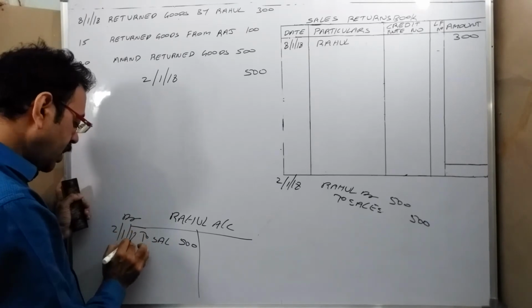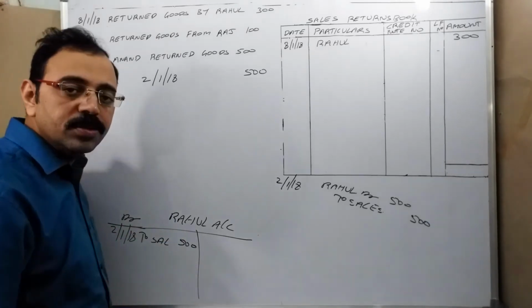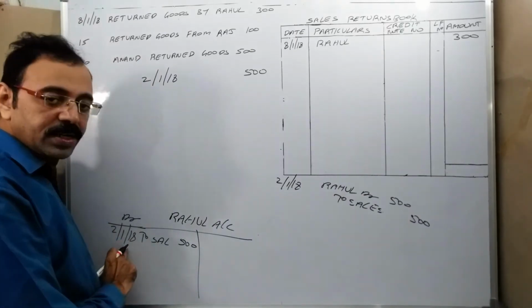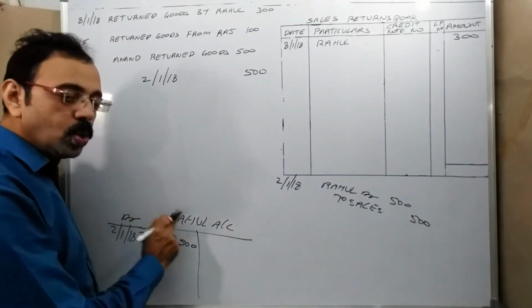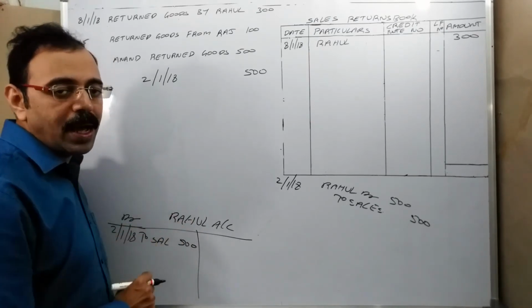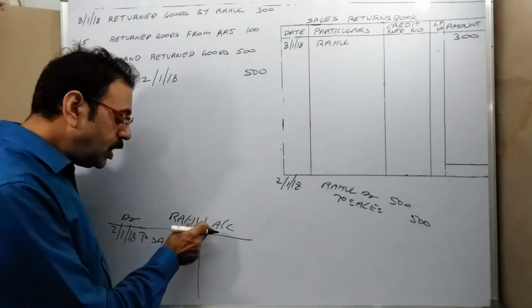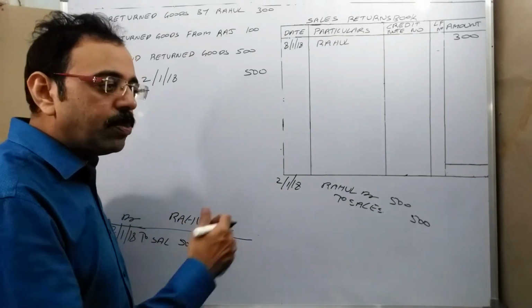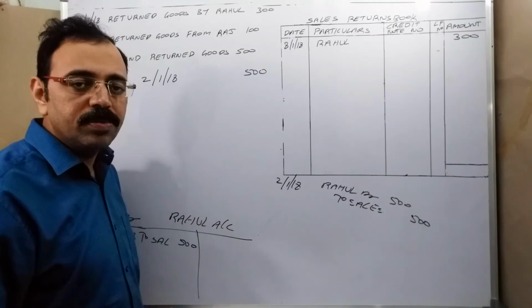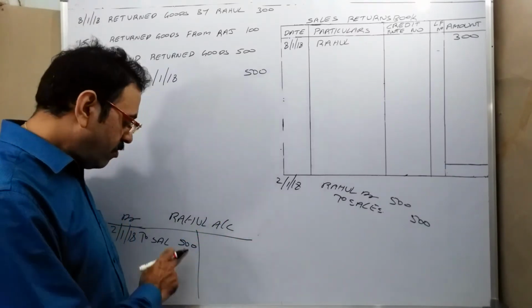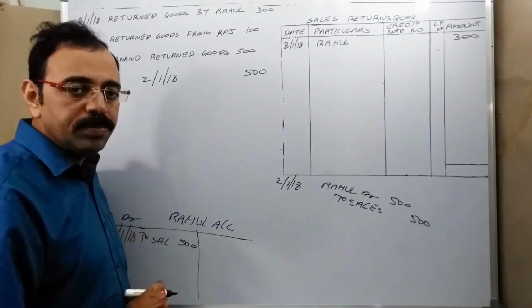On second date we posted like this. If you balance Rahul account on second date, which balance does it show? Since the debit side total is more, it shows a debit balance. When a person's account shows a debit balance, what is the meaning of that? That person is liable to us. He is a debtor to us. Rahul has to pay 500 rupees to us.